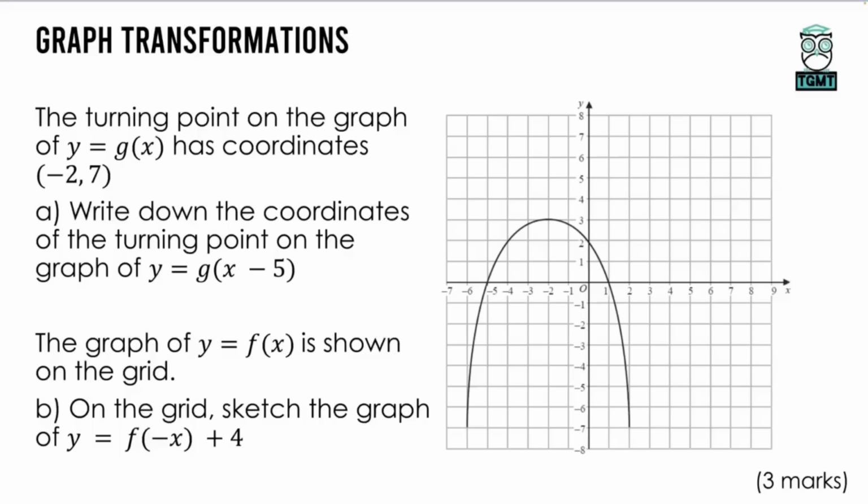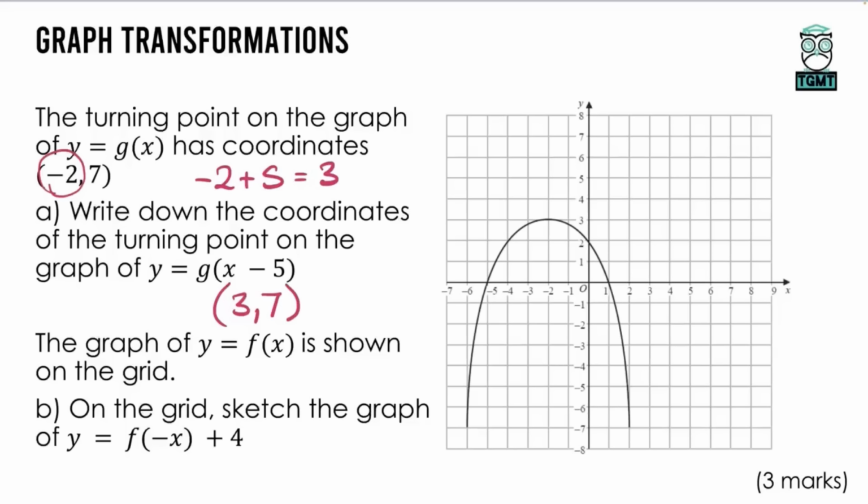So instead of taking away 5 from the x-coordinate, actually what this does is it adds 5 to the x-coordinate. So here the x-coordinate is -2, so -2, add 5, gives us 3. So our new x-coordinate would be 3, the y-coordinate remains unchanged, so that would be 7. So there we go, just adding 5 to the x-coordinate. The next part says the graph of y equals f of x is shown on the grid, and we can see the graph on the grid to the right. On the grid, sketch the graph of y equals f of -x, plus 4.